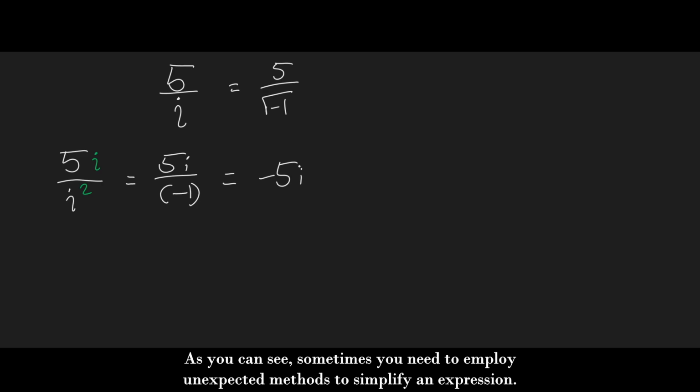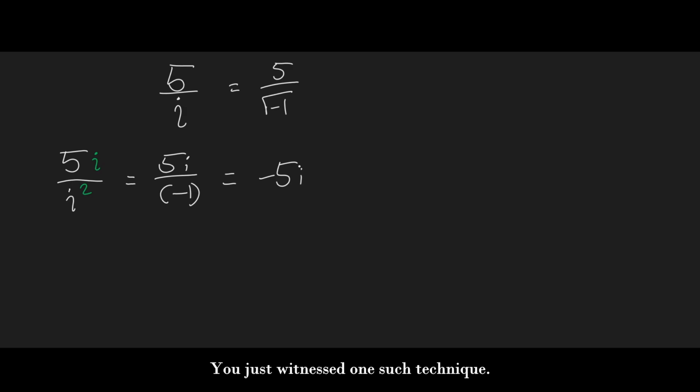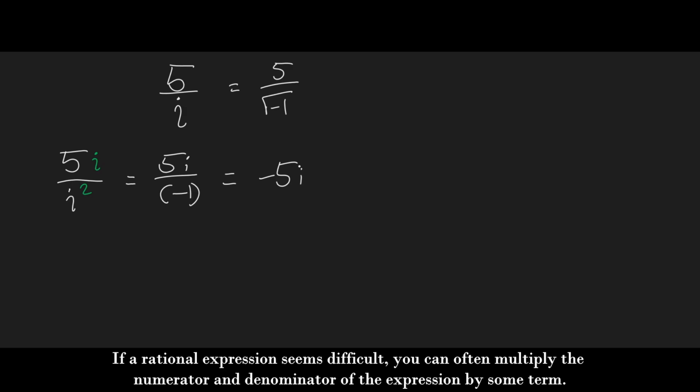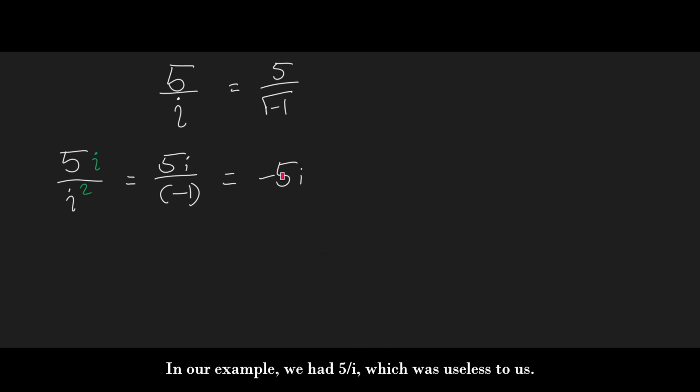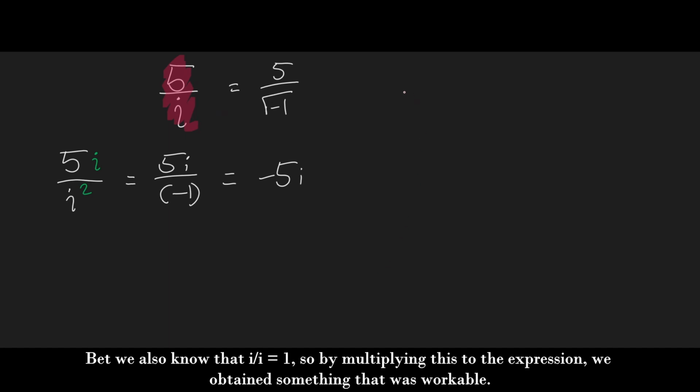As you can see, sometimes you need to employ unexpected methods to simplify an expression. You just witnessed one such technique. If a rational expression seems difficult, you can often multiply the numerator and denominator of the expression by some term. This method works by virtue of the inverse property of multiplication, which states that anything divided by itself equals 1. In our example, we had 5 divided by i, which was useless to us, but we also know that i divided by i equals 1. So by multiplying this to our expression, we obtained something that was workable.